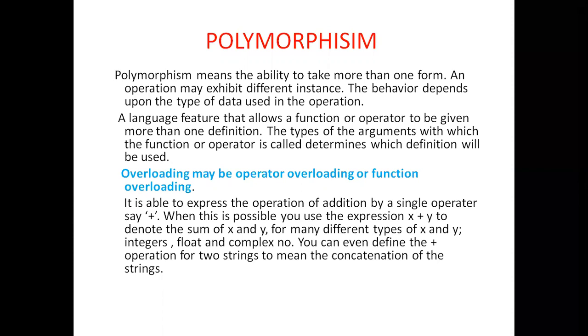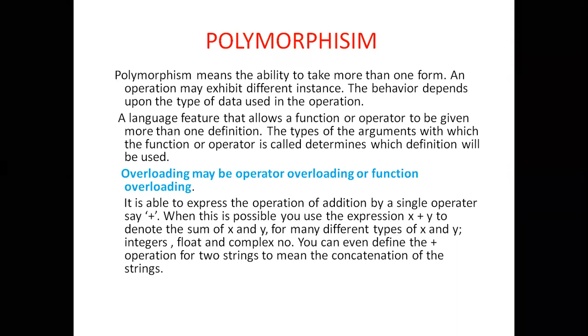Suppose Java plus programming. You have these two inputs. One operand is Java, the second operand is programming. You have to combine both, so you write Java plus programming. The output will be Java programming. We are concatenating two strings.